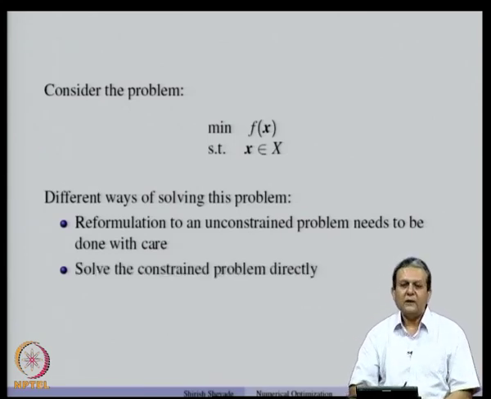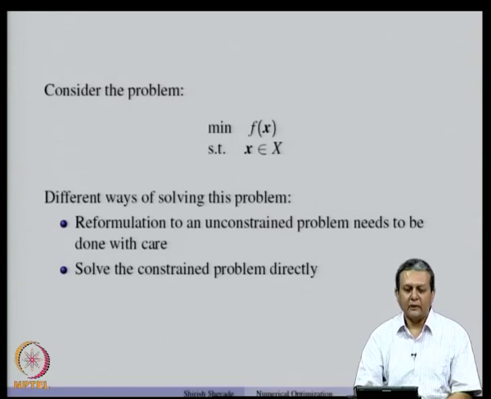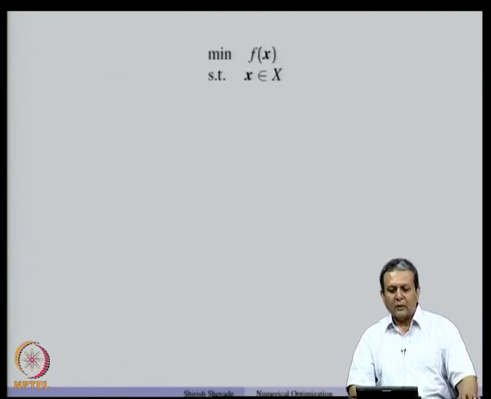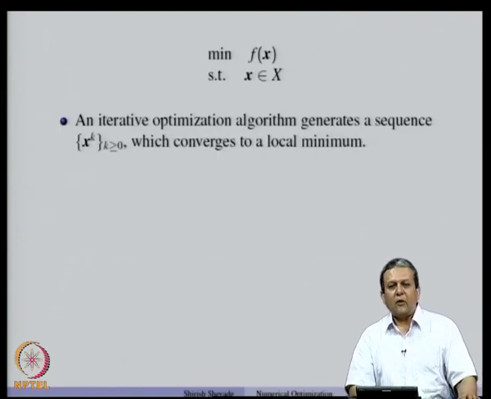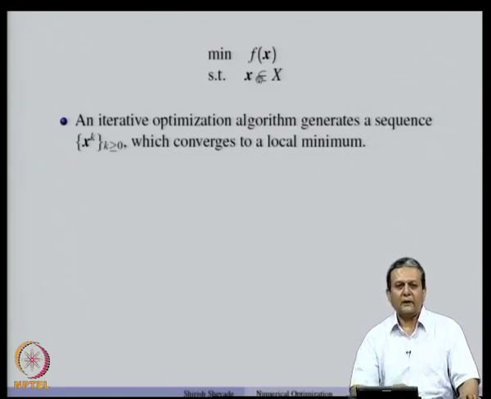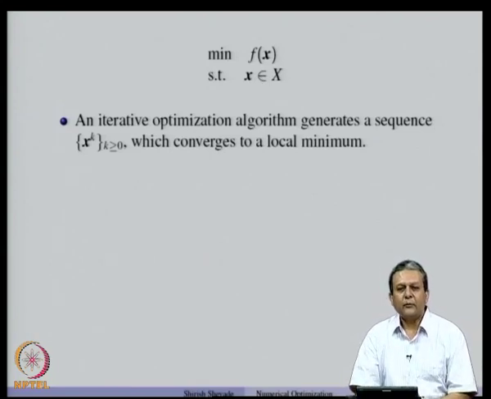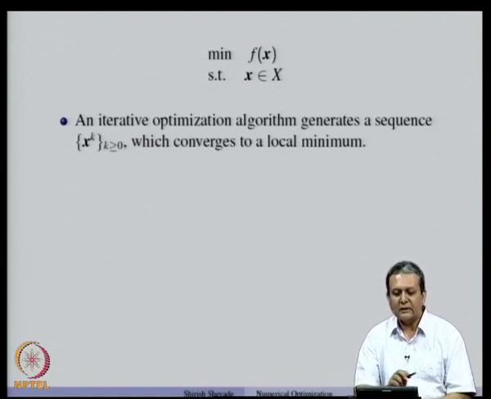The other possibility is to solve the constraint problem directly, and it is this way of solving the constraint optimization problem that we are going to concentrate upon. So, let us consider this compact way of writing the constraint optimization problem, and as in the case of unconstrained optimization problem, we are interested in deriving an iterative optimization algorithm to solve this problem, and that optimization algorithm generates a sequence xk which converges to a local minimum.